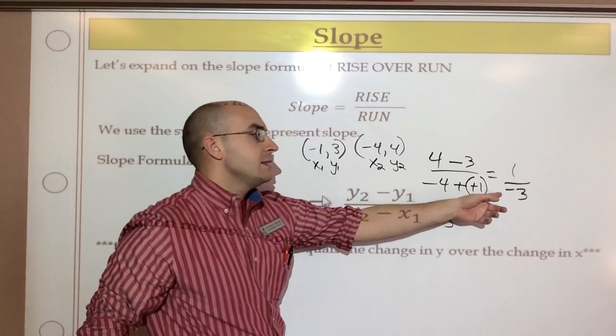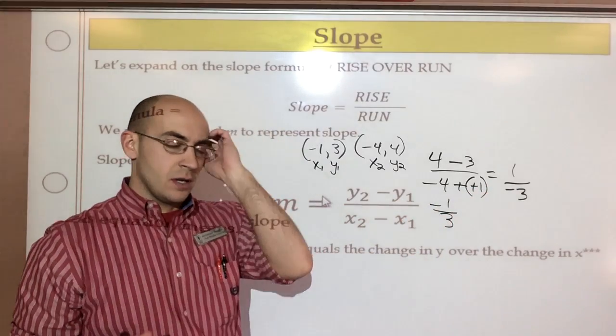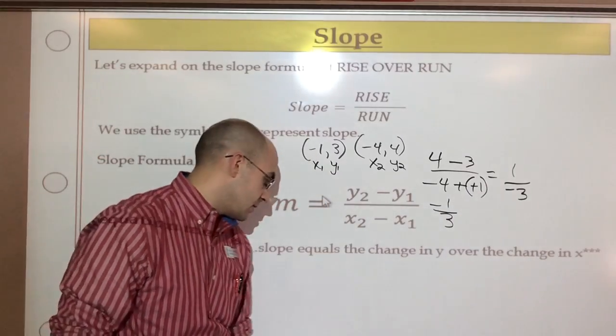Now remember, that's still right as a fraction, but you want the negative sign to be with the numerator because that's going to help you go down, right, for the rise part. So -1/3 is the answer for this one.